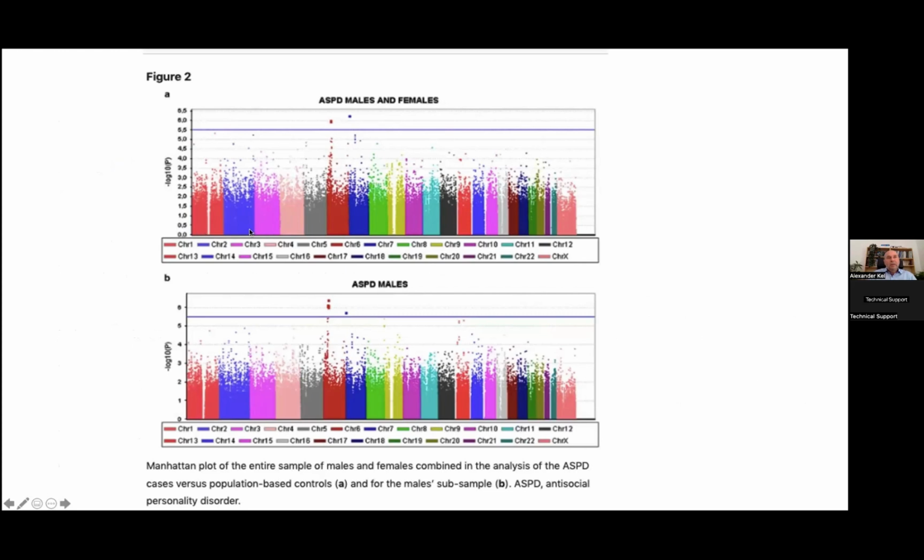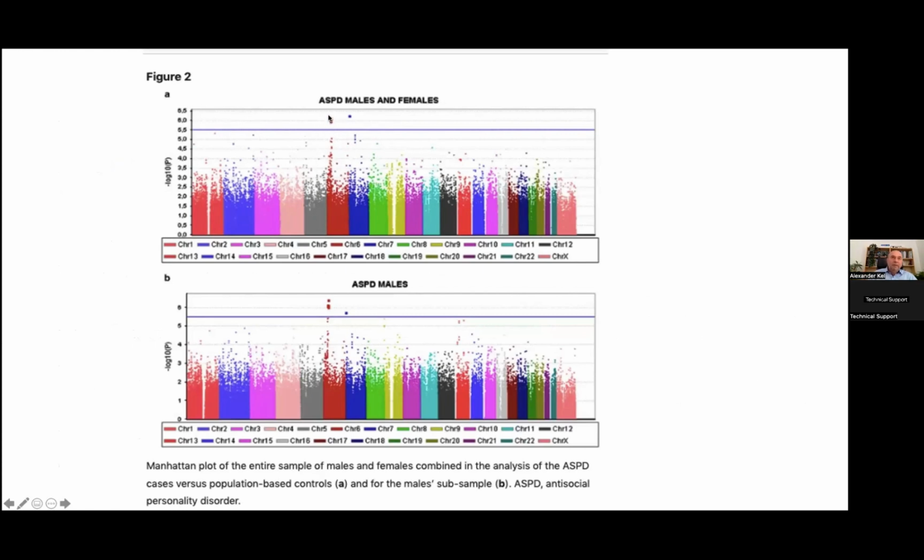Here, the different colors represent different chromosomes. And here we have the p-value of each SNP. Those SNPs which have very high values of minus logarithmic p-value, like this one, are correlating with that particular disorder.